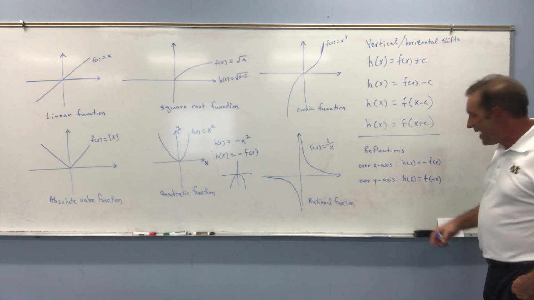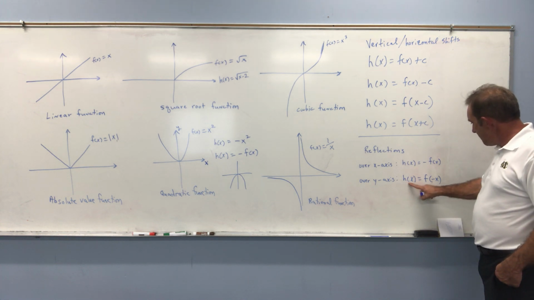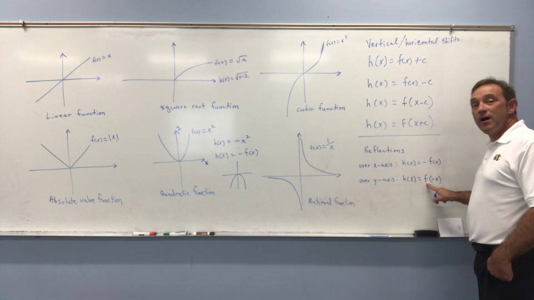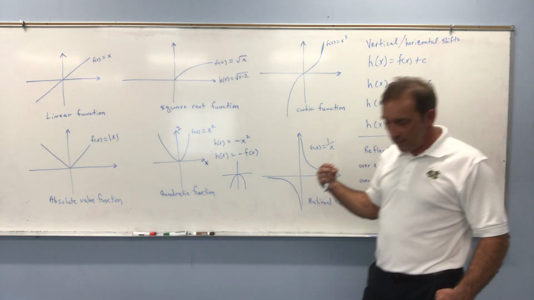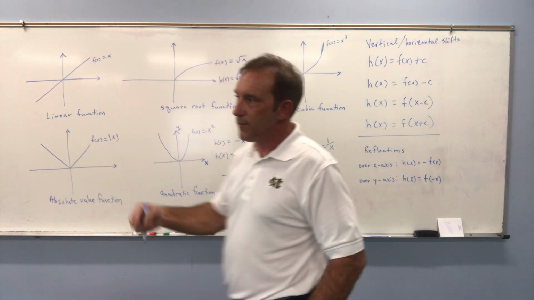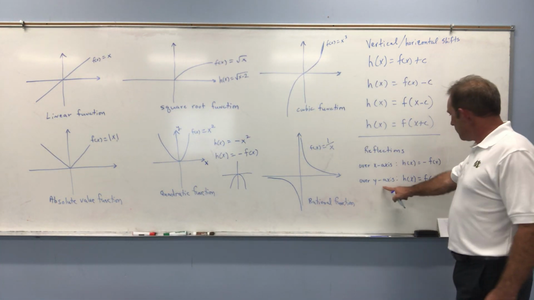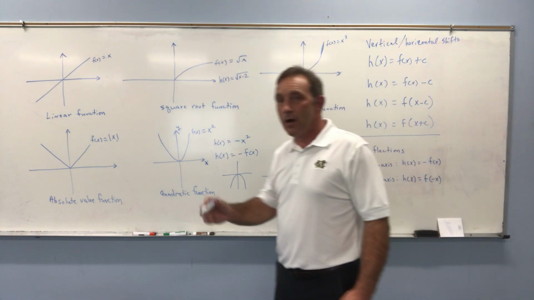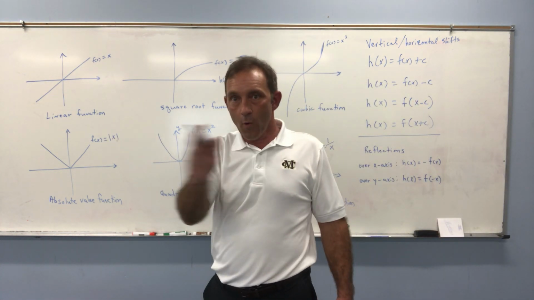In a very similar fashion, if you have h of x is equal to f of negative x, if it's as if a negative x has been substituted into the function, that's going to cause a reflection over the y-axis.